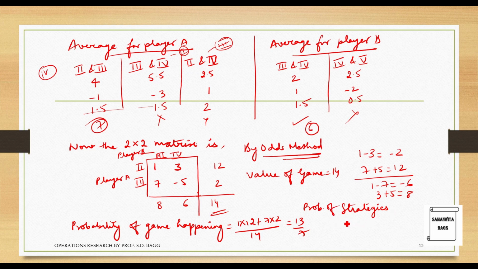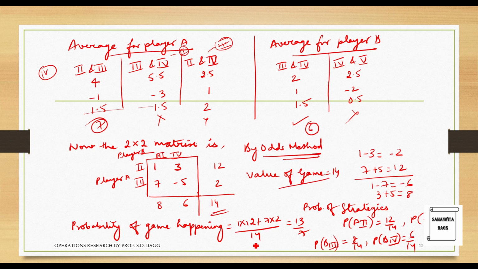So for player A, choosing A2 is 12 by 14. A choosing the third strategy is going to be 2 by 14. Player B choosing the third strategy is going to be 8 by 14. And player B choosing the fourth strategy is 6 by 14. So this is the answer for the question.